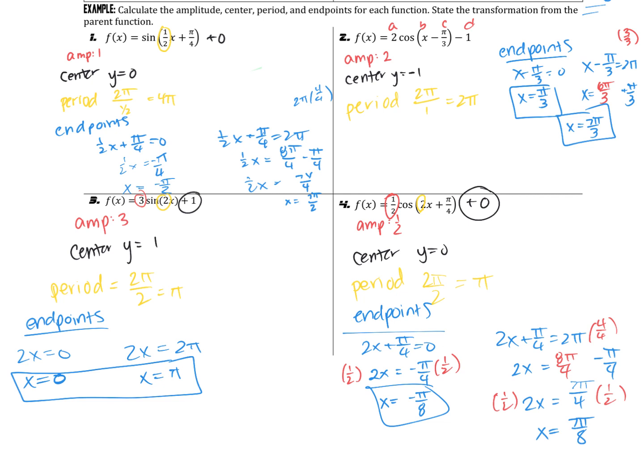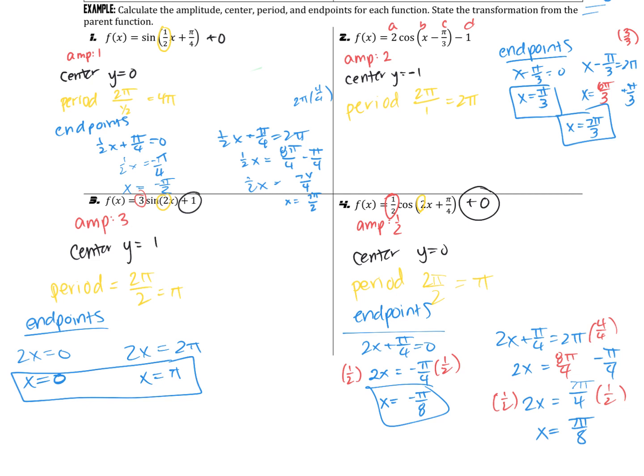We then identified the key features of those graphs: domain, range, the maximum, the minimum, the period, the amplitude, the center, from the graph of those parent functions, and then we analyzed in more depth how to find each of those key factors, the amplitude, the center, the period, and the endpoints, if we are given a function, by identifying our A, B, C, and D values from the transformation.